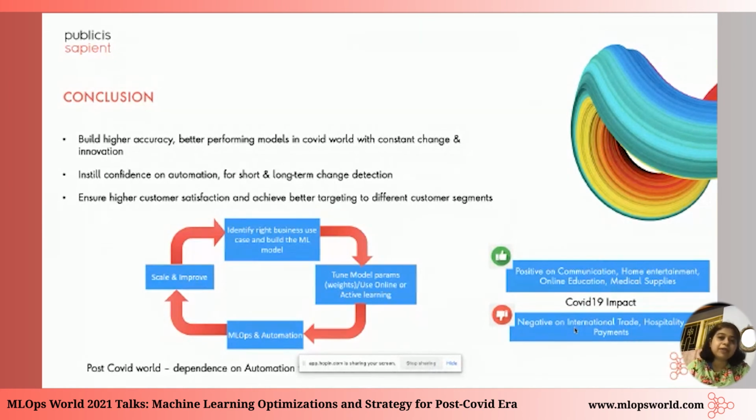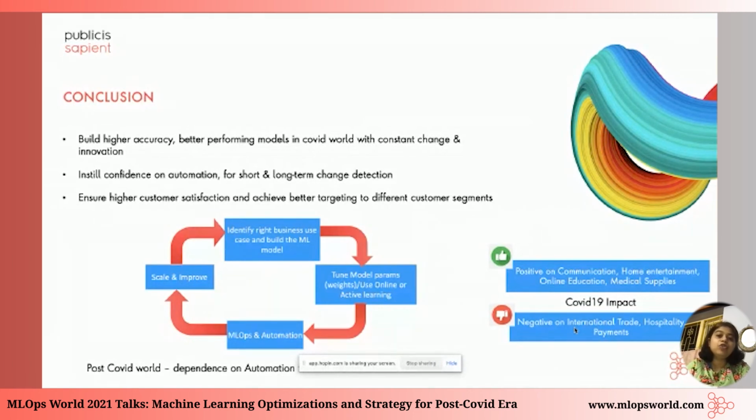We have not anticipated it. In Tesco, there has been a 400 times increase in the number of hits that the DevOps were experiencing. So whatever it be, positive or negative, our goal as a data scientist or ML engineer is to build higher accuracy, better performing models in the COVID world with constant change and innovation. Innovation, we have to build it, because in retail also, even if we see a revenue surge, a revenue increase, we cannot stop. We have to integrate virtual reality. And in virtual reality, we have to bring in machine learning.